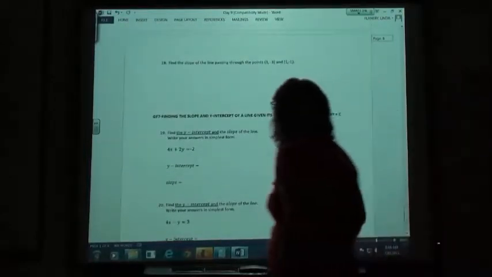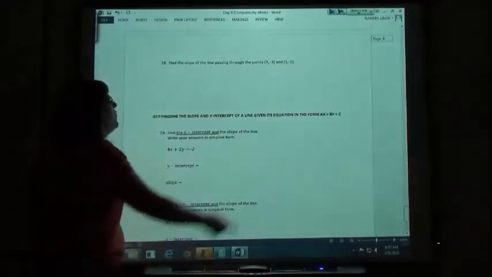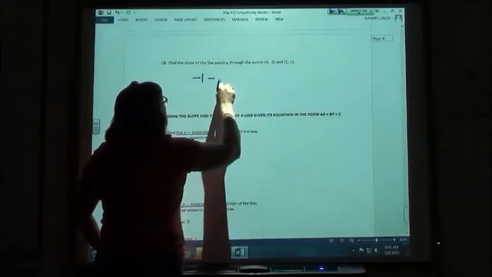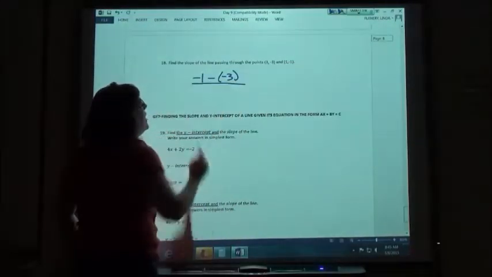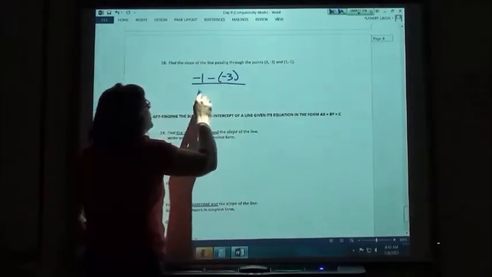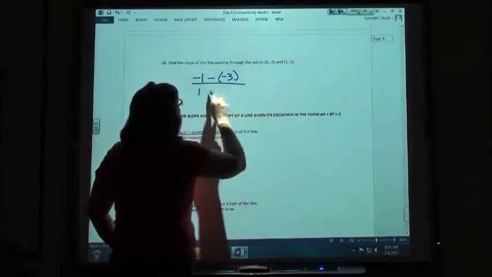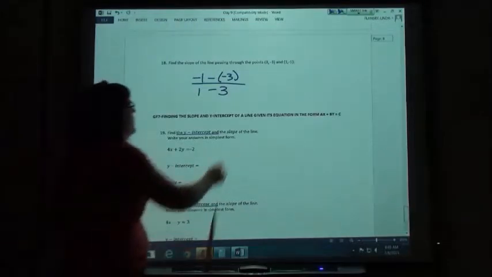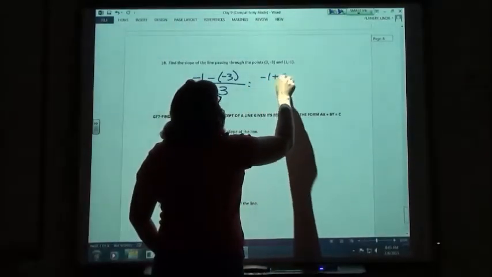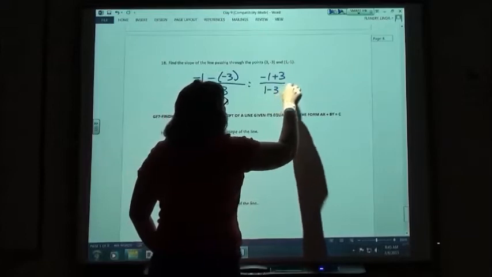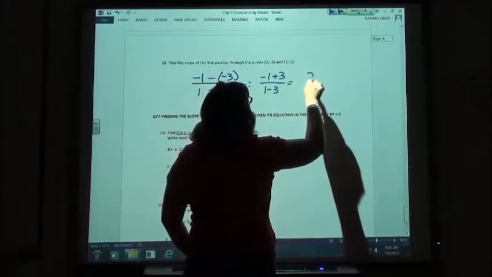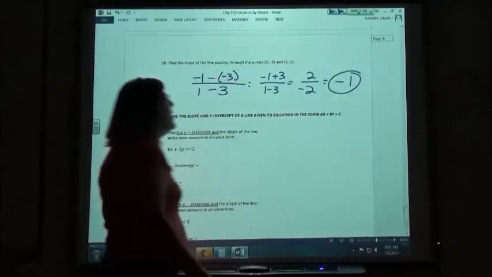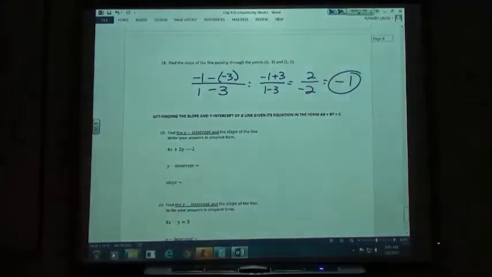And number 18, finding the slope again. The y value from point 2 is -1. I'm going to subtract the y value from point 1, which is -3. The x value from point 2 is 1, subtracting the x value from point 1, so minus the 3. So I'm going to have -1 plus 3 and 1 minus 3, so I'm going to get 2 on top. I'm going to get -2 on the bottom, and simplifying 2 over -2, I get a slope of -1 then.